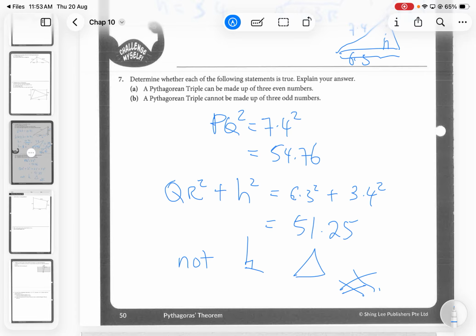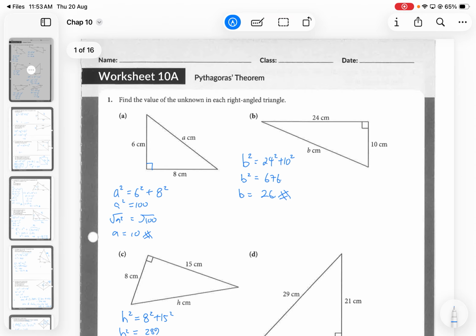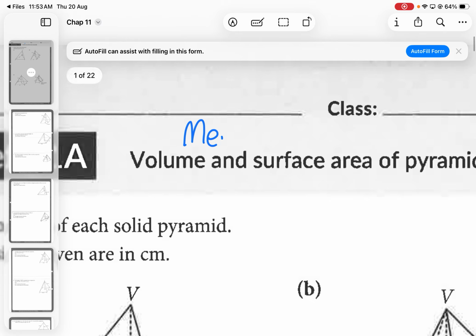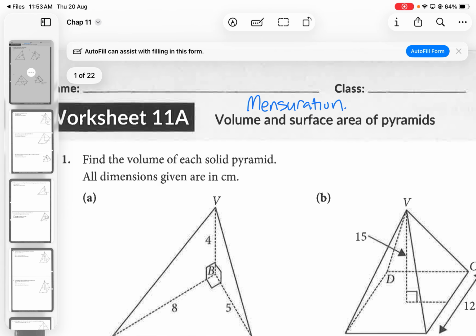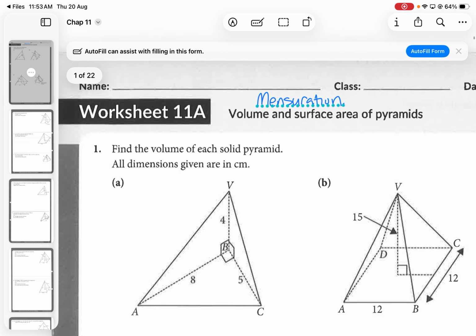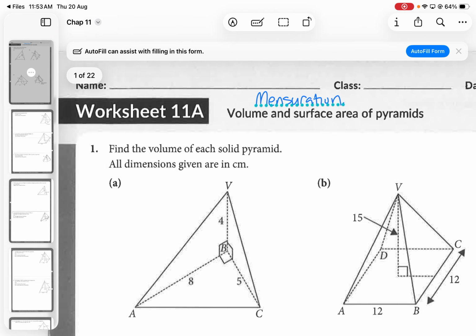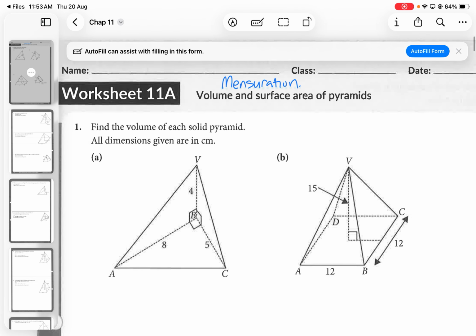Okay, then we are done with chapter 10. Chapter 11. Okay, now we want to go into mensuration. It is spelled mensuration. Yes, there is an N. Why? It was so complex and complicated.